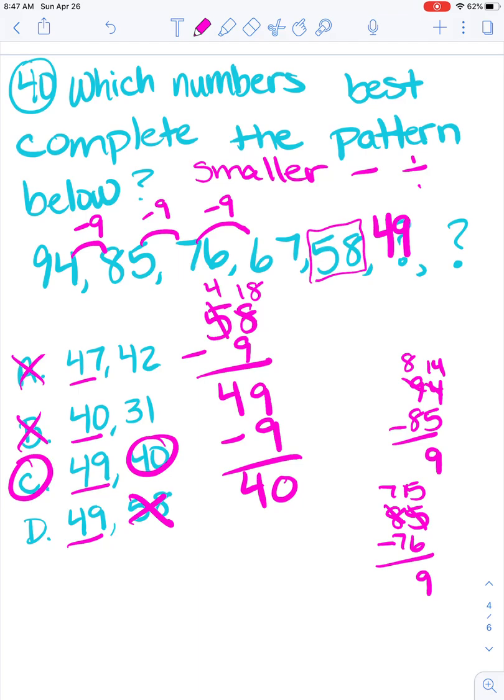So when it gets smaller, you subtract first, then try division. If the number's getting bigger, you're going to multiply or add. Try addition first always. Try to find what is different in it.